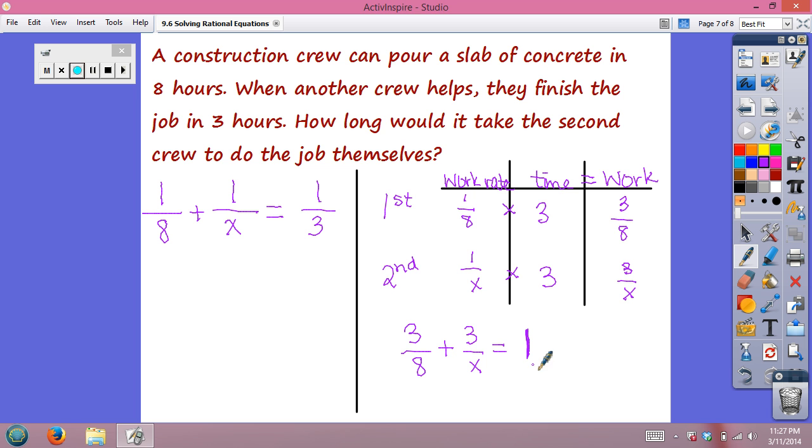Okay, so notice that we have very similar fractions in each problem. Now, we want to find a common denominator, so we have 8, 3, and x. Notice there's nothing common in any of those, so our common denominator is going to be 24x. What are we missing in the first fraction? 3x. What are we missing in the second fraction? 24. And what are we missing in the last fraction? 8x.